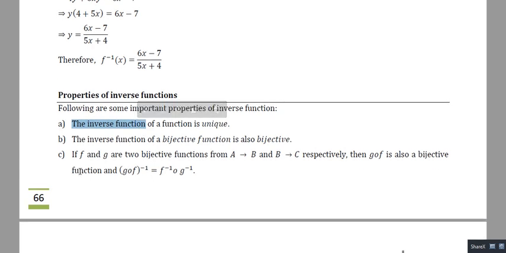Now the third property: if f and g are two bijective functions from A to B and B to C respectively, so f is a function from A to B and g is a function from B to C, then g of f is also a bijective function, and the inverse of this composition g of f is equal to, you just reverse the order, f inverse of g inverse.